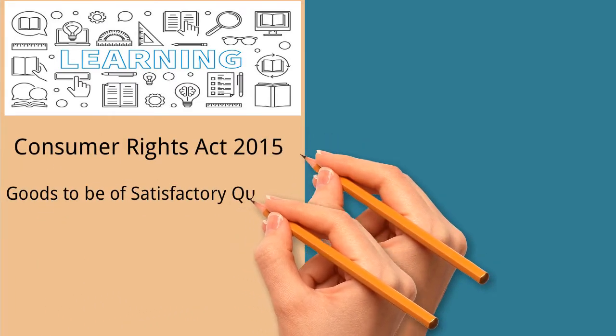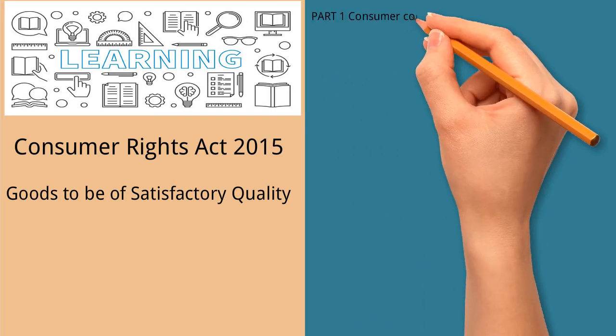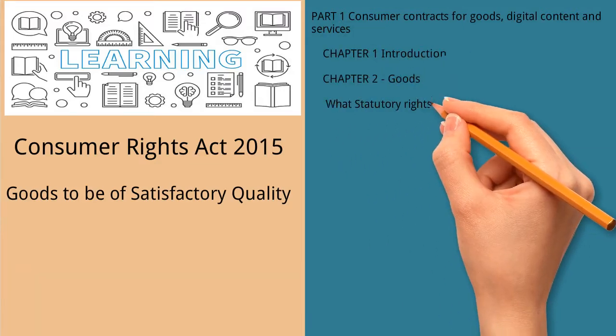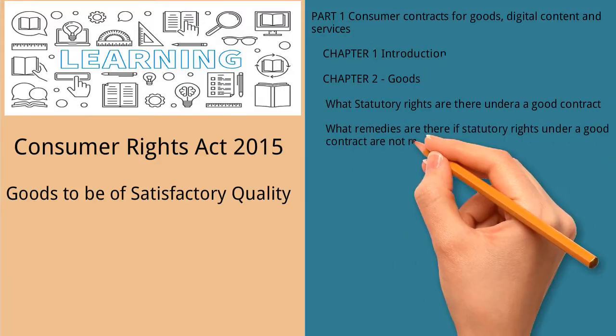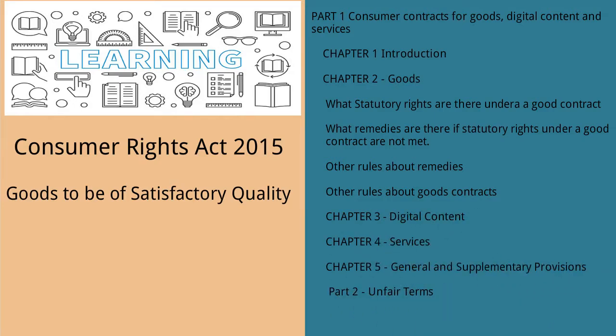When we look at the legislation, the Consumer Rights Act, specifically relating to goods, it covers a range of different areas, including an introduction, goods. It covers what statutory rights there are under a goods contract, what remedies there are if statutory rights under a goods contract are not actually met. It covers other rules and remedies under goods contracts, other rules about goods contracts, and can a trader contract out of statutory rights and remedies under a goods contract.